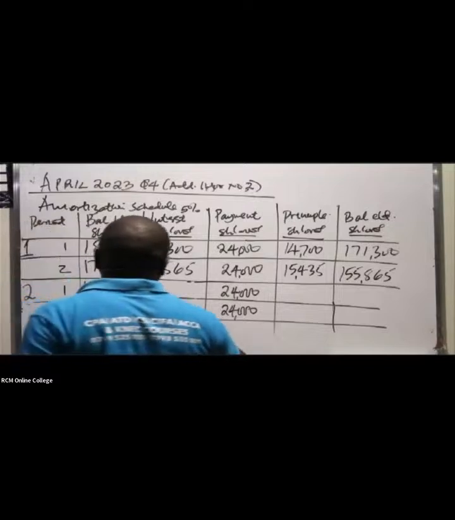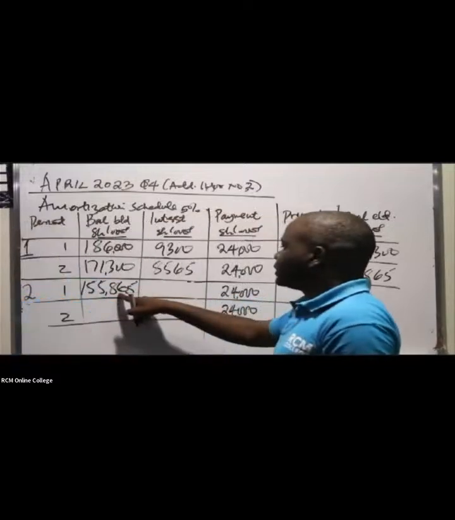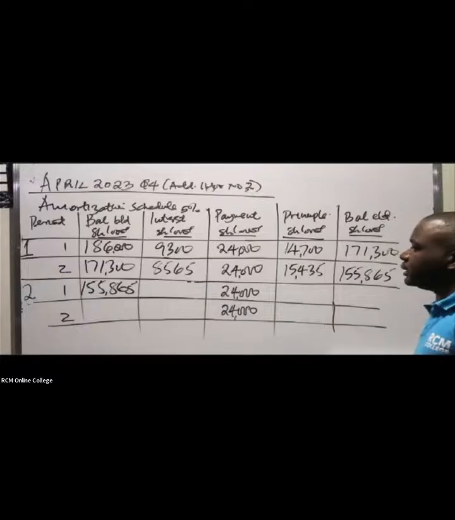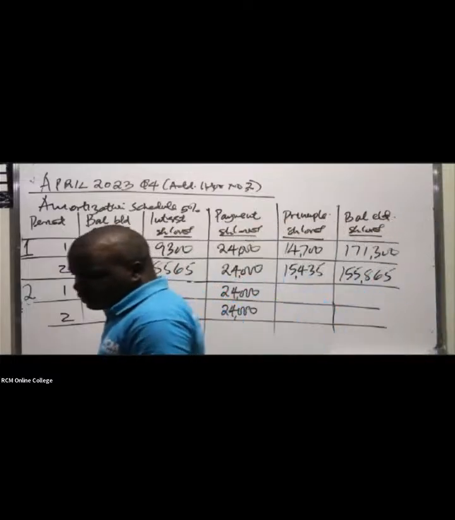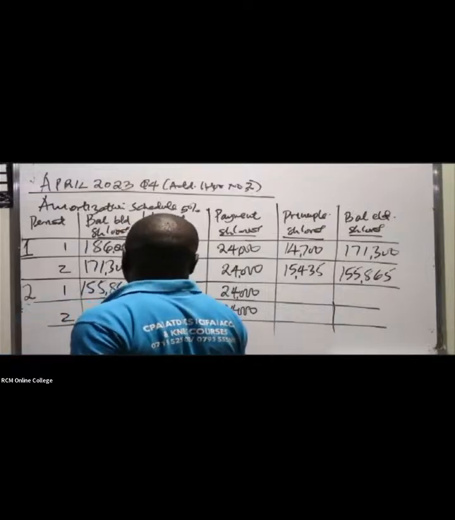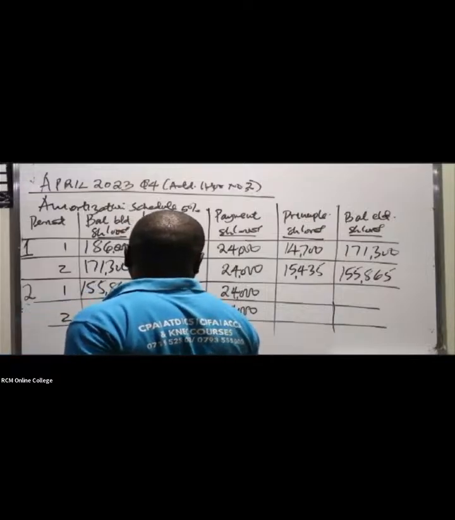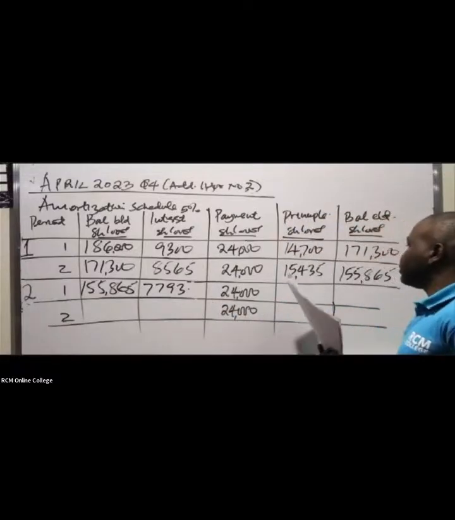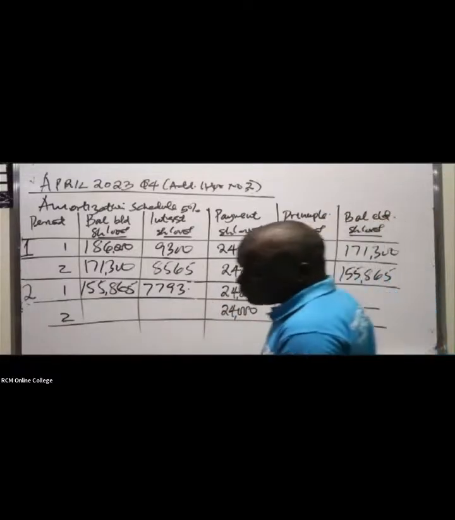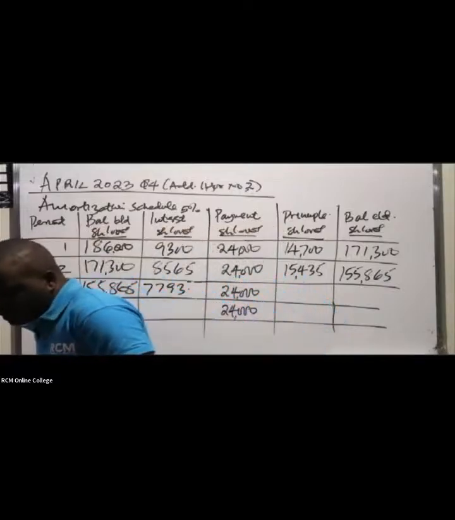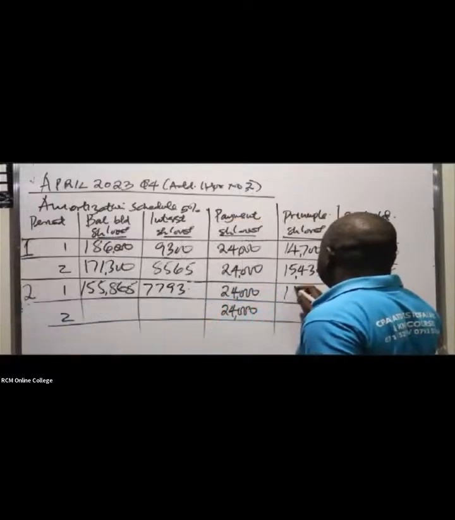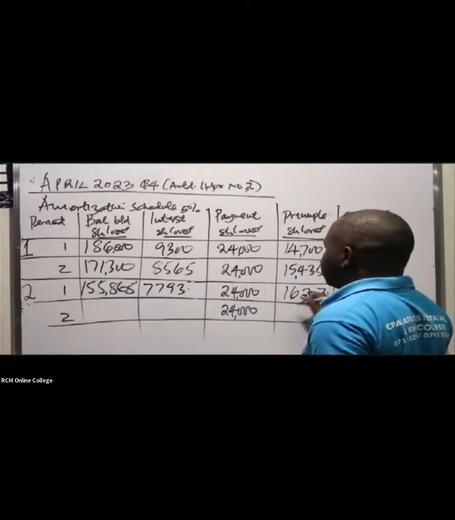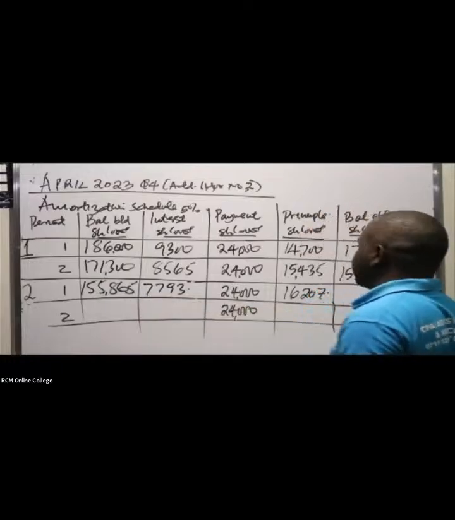155,865. So 5% of this. 5% of that is 77.93. So 24 minus 77.93 is a figure you'll be able to get for the principal amount. So 16,207. Then you deduct from 155,865.